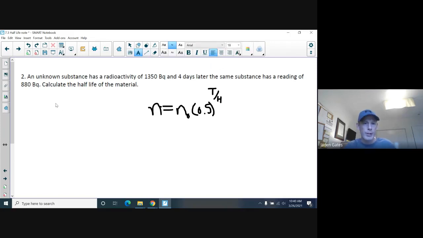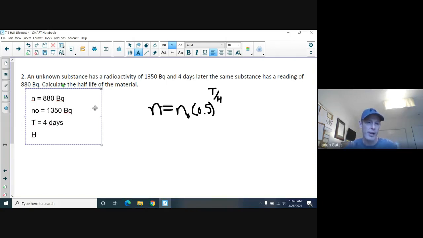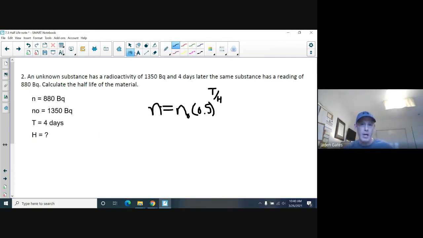Now in this case, let's check it out. N is the amount 4 days later, where we had 880 becquerels. When they started measuring, at the very beginning, we had 1,350 becquerels. The time that has gone by is 4 days, so our half-life here, which we're going to find, is also going to be in days. So this time we're finding the half-life. I'm going to substitute in my formula here. So I've got my 880.